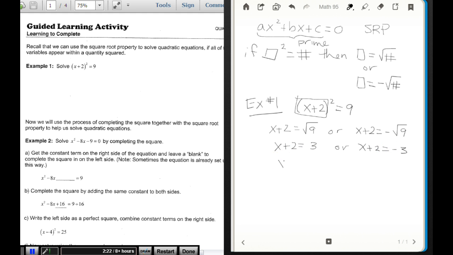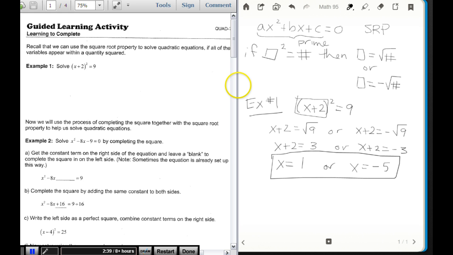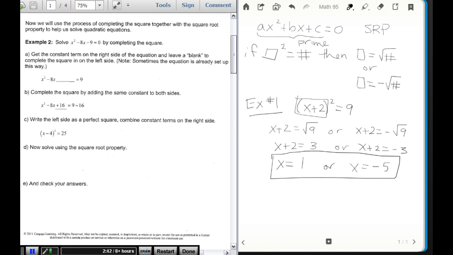Now let's just solve for x. So x could equal 1, or x could equal, if we subtract 2 from both sides, minus 5. So here are our two solutions for that first example. Now let's work through example 2 where we discover the process for completing the square.